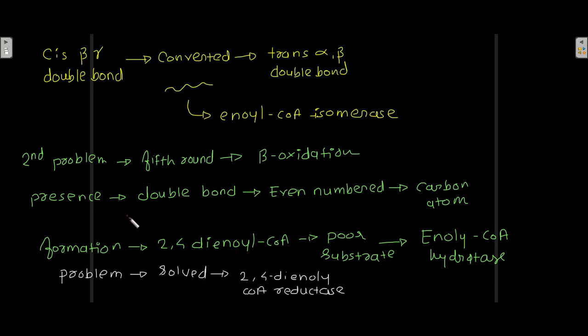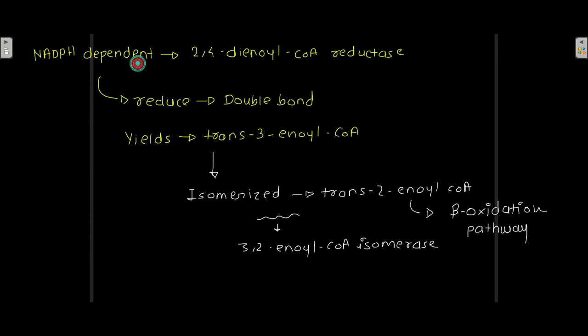Now this problem is solved by this enzyme 2,4-dienoyl coenzyme A reductase. For this substrate there is a special enzyme, 2,4-dienoyl coenzyme A reductase. So this NADPH dependent 2,4-dienoyl coenzyme A reductase reduces the double bond and yields trans 3-enoyl coenzyme A.